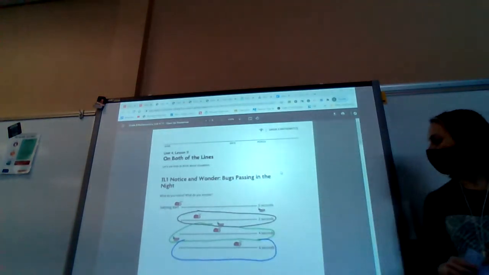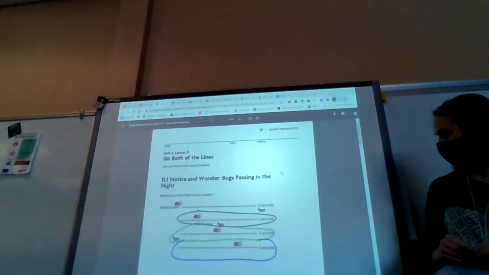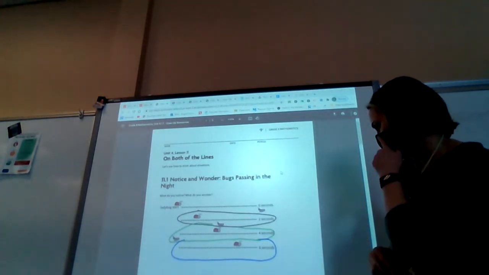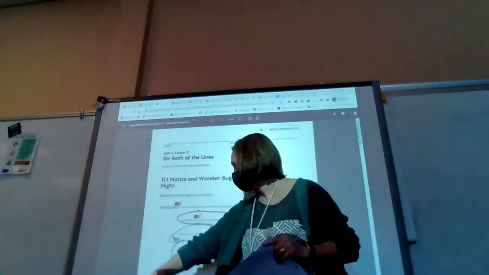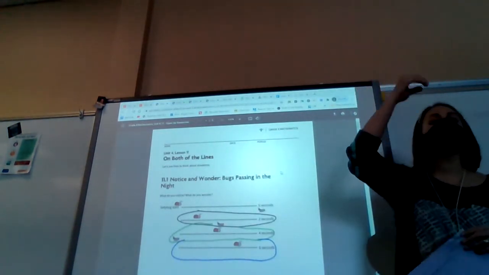So the ant. Where's the ant at 6 seconds? Oh, okay, this makes sense. I thought it was at the ladybug's start. Okay, the ant's like... at this point he's probably at 3 seconds, and they intersect. Leah, hold on, Leah has something to add.